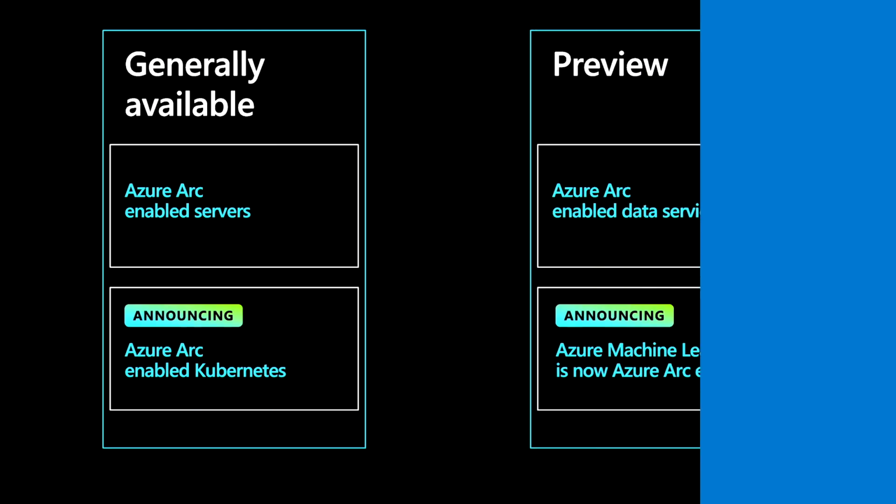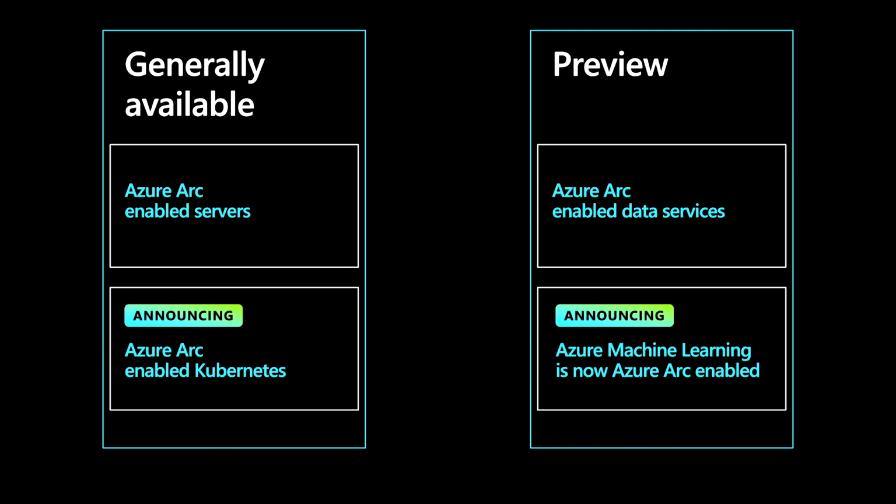Now, with those three key scenarios under our belt, I want to talk about a few announcements. First, I'm excited to announce that Azure Arc-enabled Kubernetes is now generally available, joining Azure Arc-enabled servers. Now, with broad Kubernetes distribution support, Azure Arc-enabled Kubernetes and Azure Arc-enabled servers meet you where you are with your existing investments. Customers can manage the Windows and Linux servers sitting right next to their Kubernetes clusters, all from a single Azure interface.